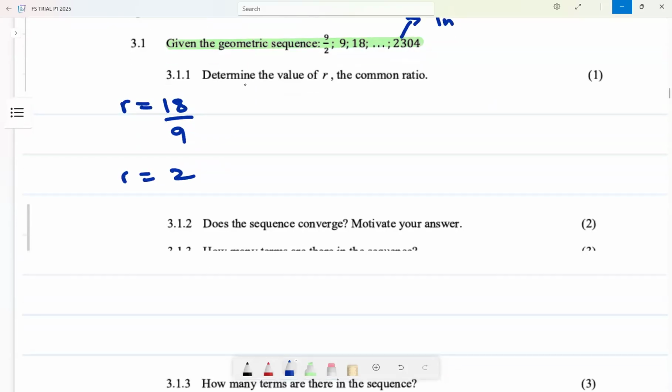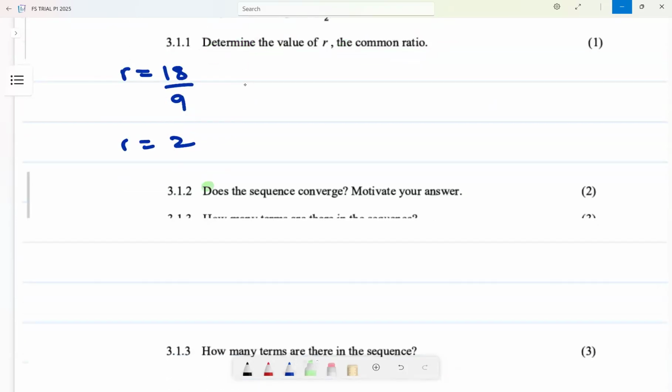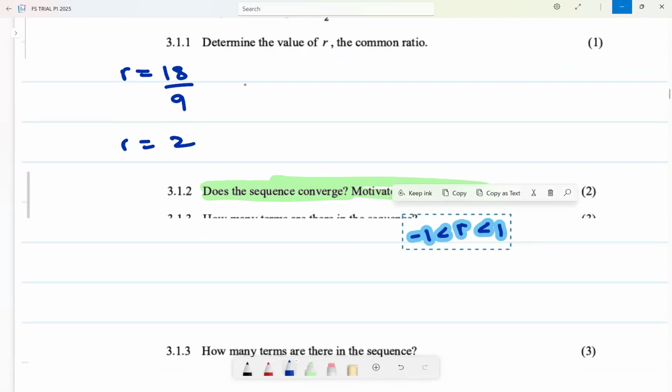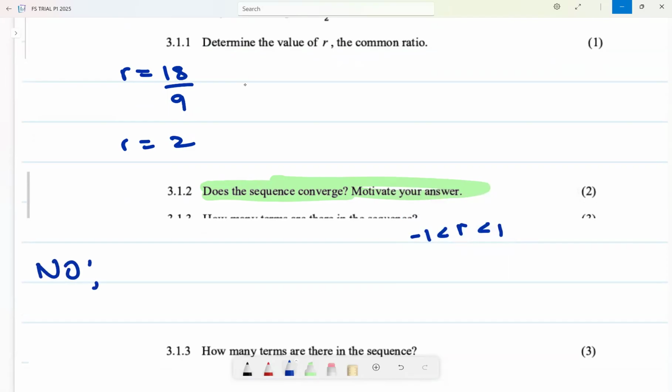And then 3.1.2. Does the sequence converge? For a sequence to converge, we know that the value of R should be between these two. But is R between these two? The answer is no. So does the sequence converge? The answer is no. And how do I motivate my answer? Because R is not between -1 and 1, or R is not in that interval.